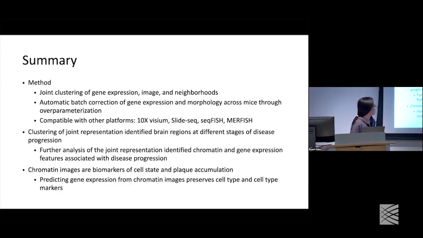So to summarize, we show the benefit of a joint clustering of all three modalities. That is, in analyzing spatial data, it's important to take into account not only gene expression, but also the neighborhood of cells, and we showed that the chromatin imaging is very informative of the cell state. We can use it to predict gene expression. We can also use it as an identification of biomarkers, and it leads to a stronger signal when we do differential gene expression analysis.